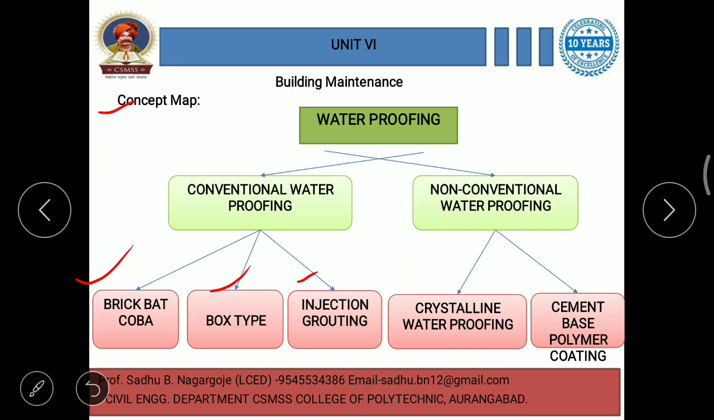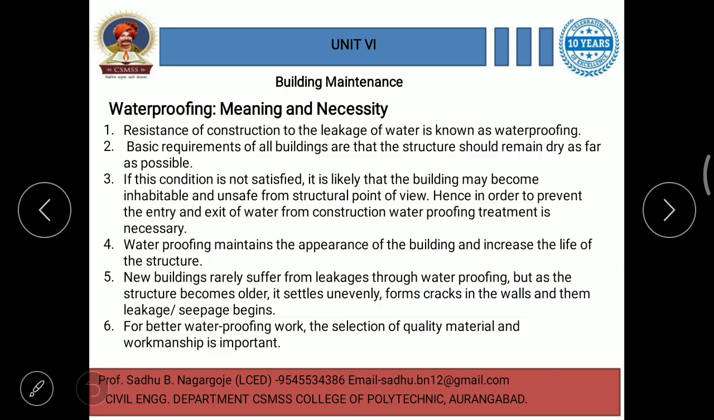The non-conventional waterproofing methods are crystalline waterproofing and cement-based polymer coating. Okay, so these are two non-conventional waterproofing methods. Let's discuss. So what is meant by waterproofing first, and what are the necessities of waterproofing?